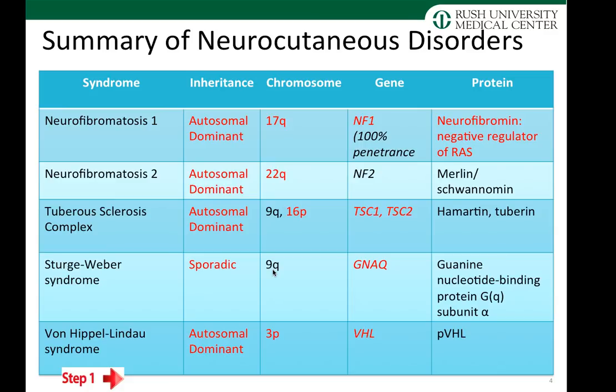So you have NF1 and 2 for neurofibromatosis 1 and 2. You have TSC1 and 2 for tuberous sclerosis, VHL for von Hippel-Lindau, and then Sturge-Weber is going to be the GNAQ gene. Some of the proteins are also named in a way that makes them easy to remember, like neurofibromin, and this particular protein, of course, is associated with neurofibromatosis. Merlin is associated with neurofibromatosis 2. It's tested on less frequently, but it is one that you'll need to know.